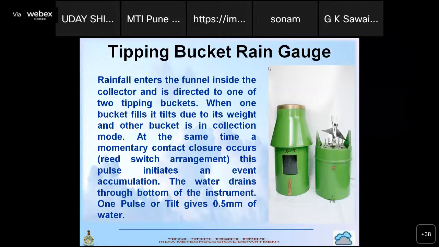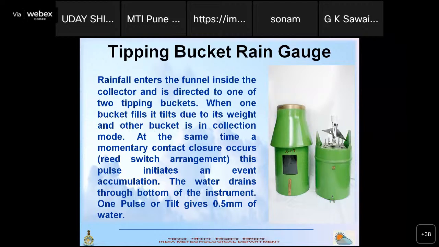This is called a tipping bucket rain gauge, and it has two buckets. This is one small bucket, which holds 0.5 mm height of water, and the same is here also. One bucket is always in receiving position. This is the enclosure of the total tipping bucket rain gauge. Whenever water enters it, it goes through the funnel-shaped pipe and accumulates in the receiving bucket.